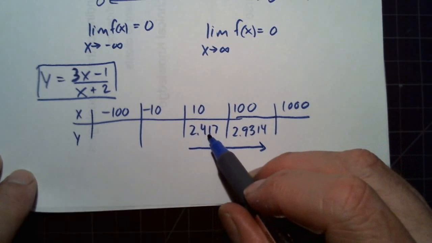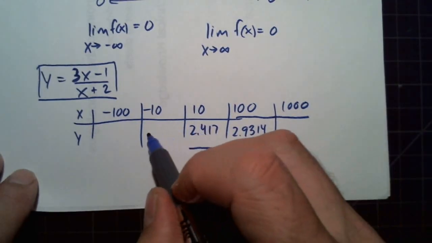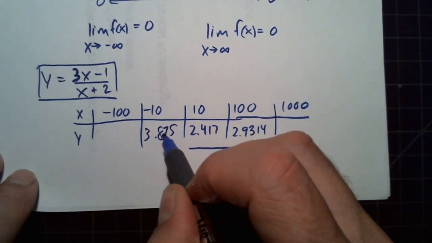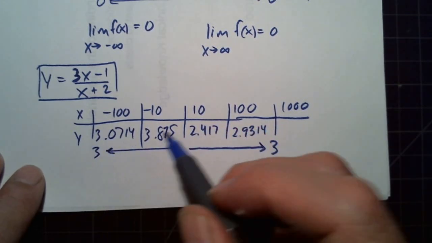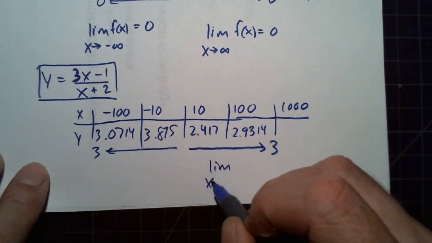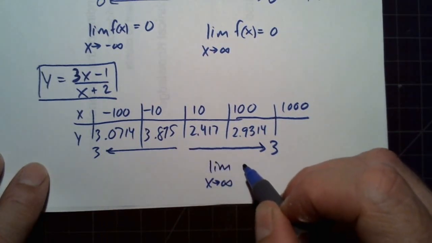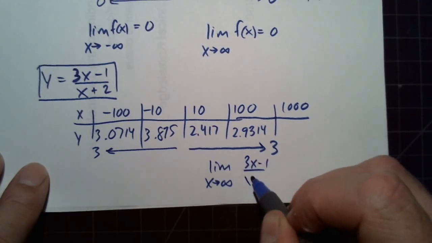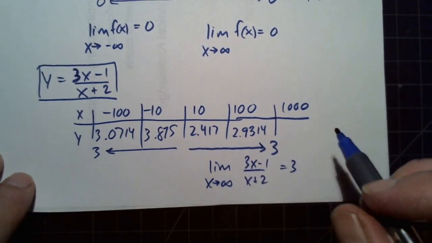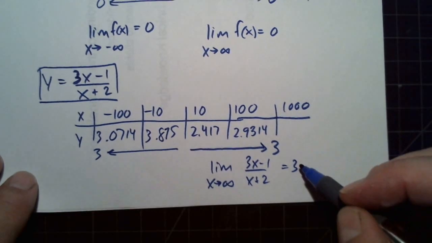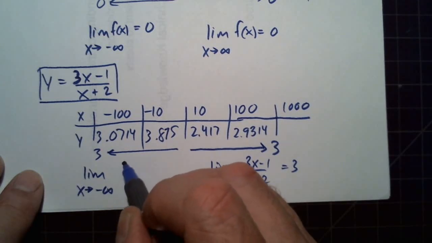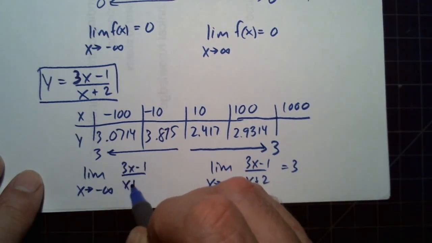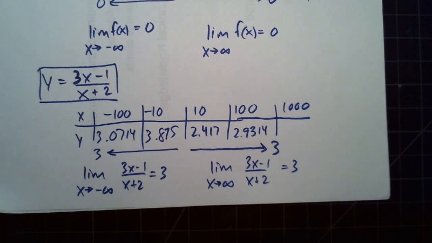These y values are getting close to 3, 3.875, 3.0714. These numbers are getting close to 3. So we can say the limit as x goes to positive infinity of the function is 3. The end behavior is the graph approaches 3. The limit as x goes to negative infinity is also 3. And that's the end behavior. I'll stop there.